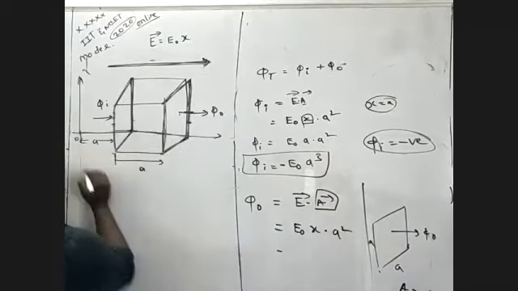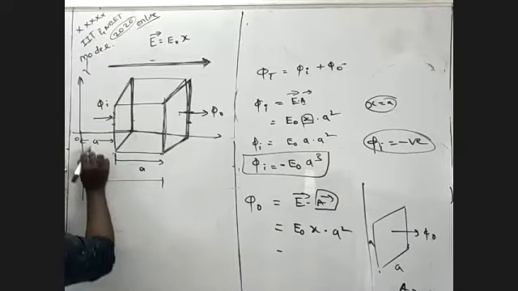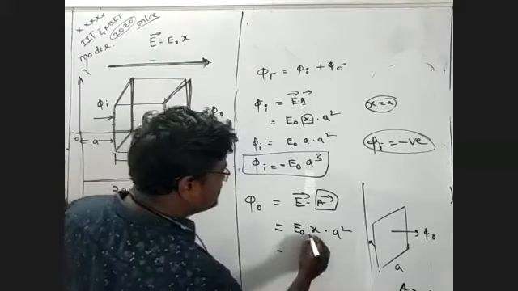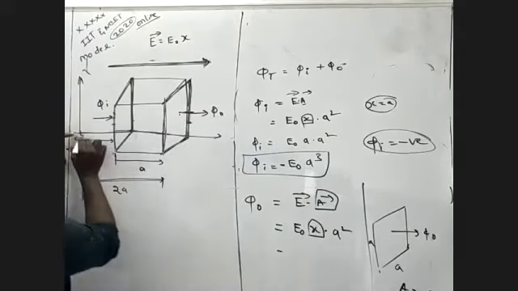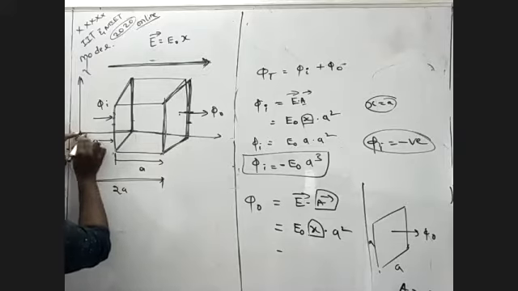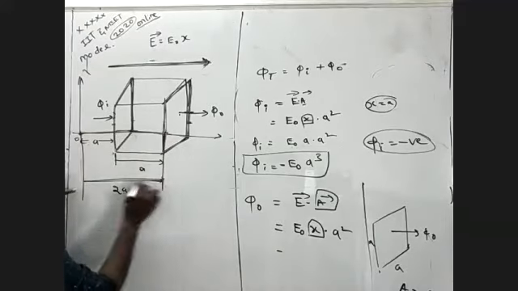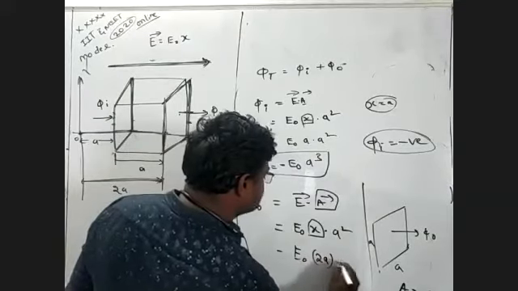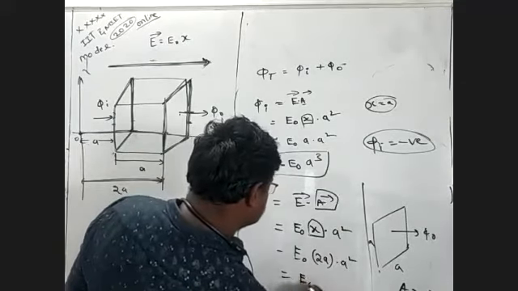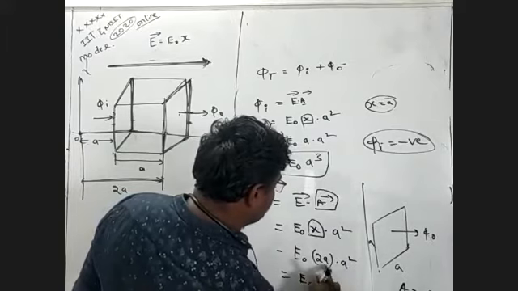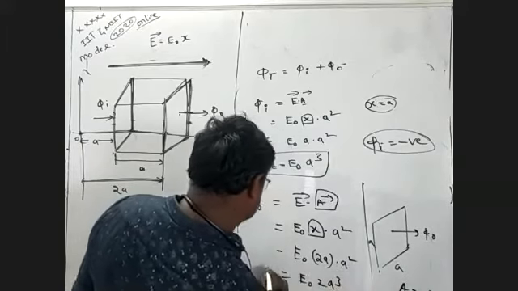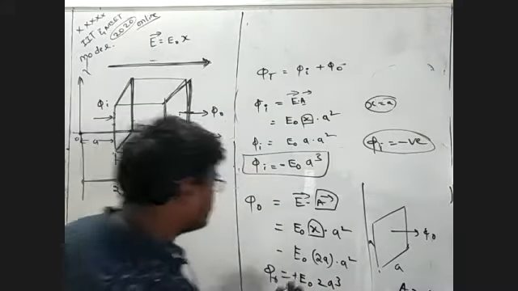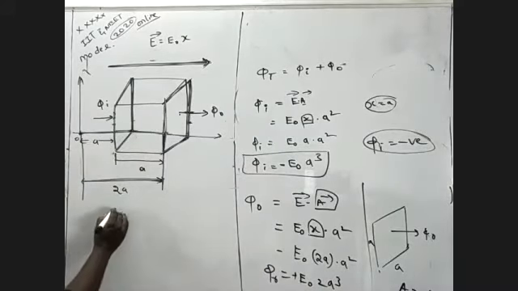Now, from here to here is the length. On the x-axis, the cube is occupied from here to here, how much length? That is 2A length. So E naught 2A into A square, and your answer is 2 E naught A cube. This is the outside flux, and outside flux is taken as positive.